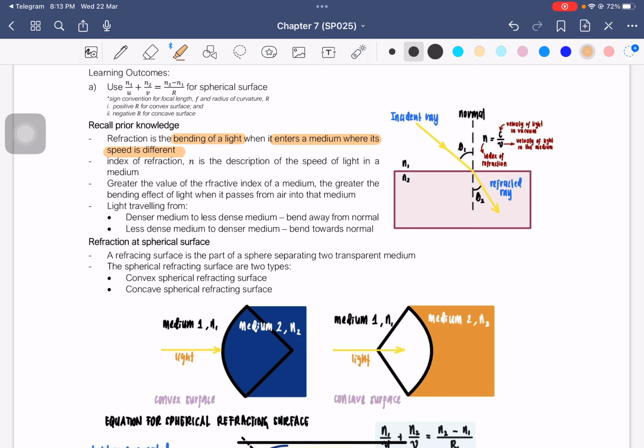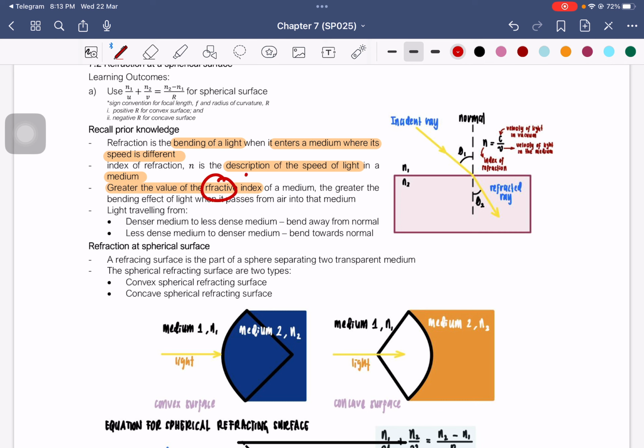So we have what we call an index of refraction, which is small letter n. It is the description of the speed of light in a medium. The greater the value of the refractive index of a medium, the greater the bending effect of light when it passes from air into that medium.